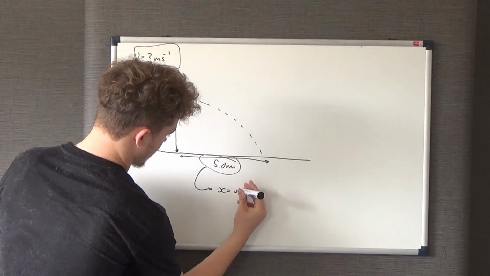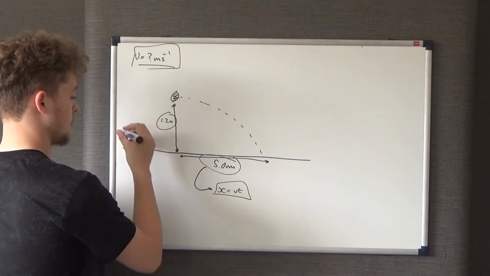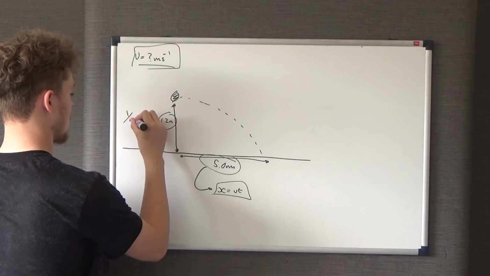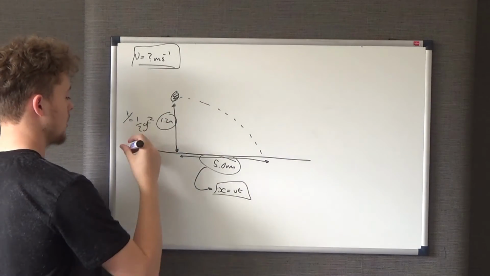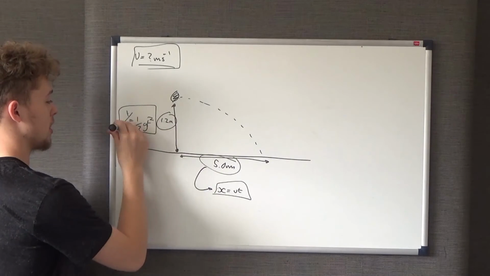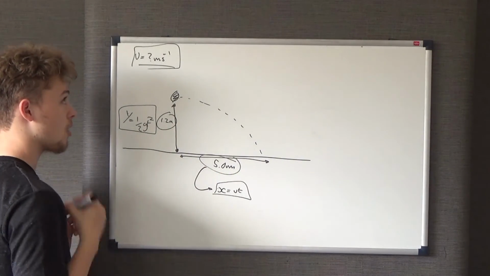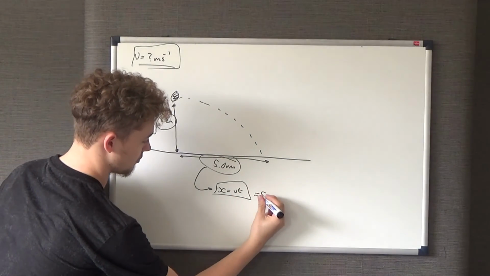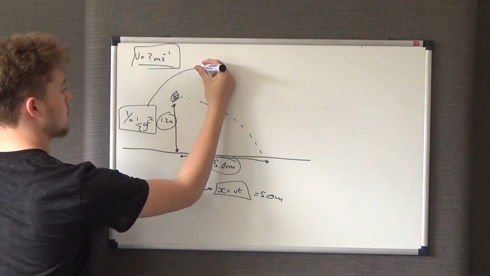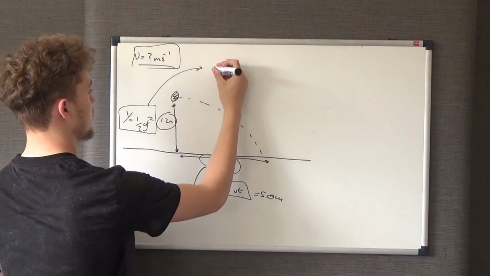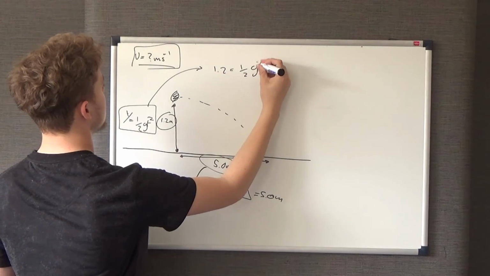X displacement is what we're given. X is equal to ut. The vertical displacement is y is equal to a half gt squared. So we need to combine these 2 equations. We know x equals ut gives us the horizontal displacement, which is equal to 5 meters. Y is a half gt squared, which is equal to the vertical displacement, 1.2. So 1.2 is equal to a half of gt squared.